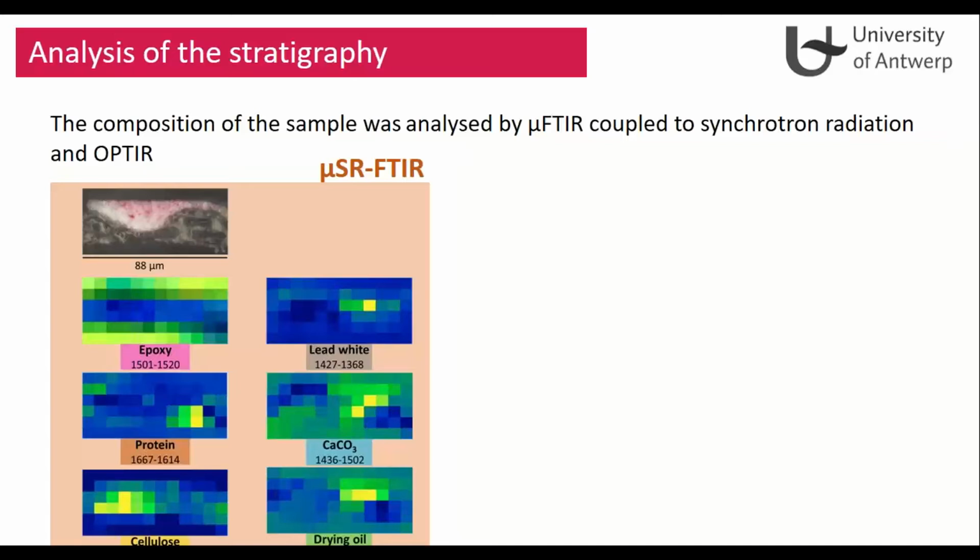And then we can see also lead white, calcium carbonate, and drying oil, which are related to the composition of the painting itself. Drying oil is normally the binding media, which, since it is an oil painting, we expected. And then lead white and calcium carbonate are two white pigments widely used in oil painting.